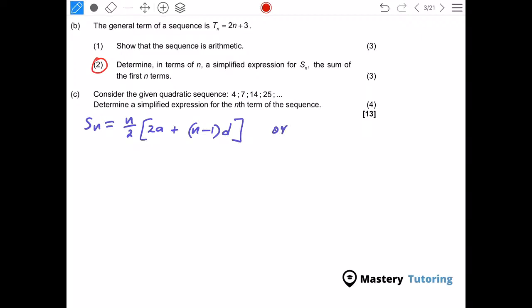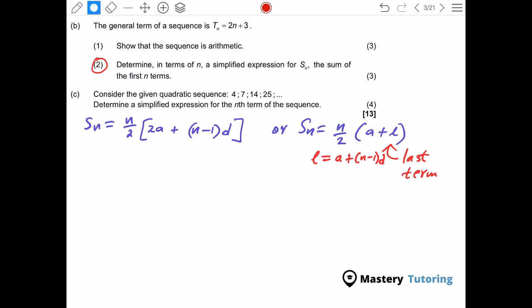And the other one says Sn is equal to n over 2 times a plus l, where l is the last term. Basically, l is equal to a plus n minus 1 times d. That is the l that you see here, which is the last term. But I prefer we use this one here.